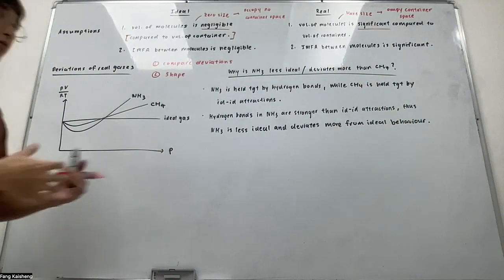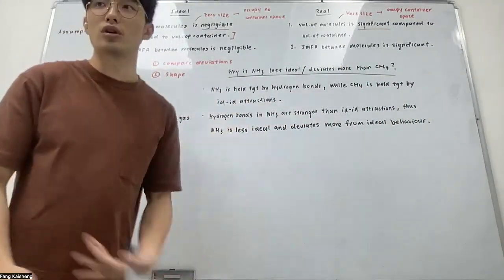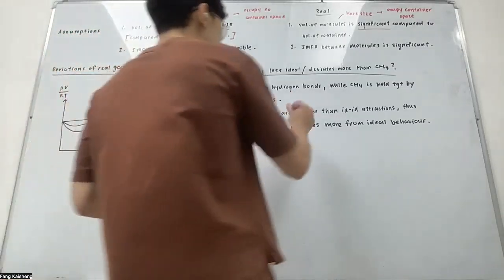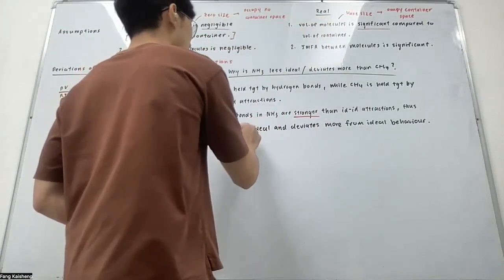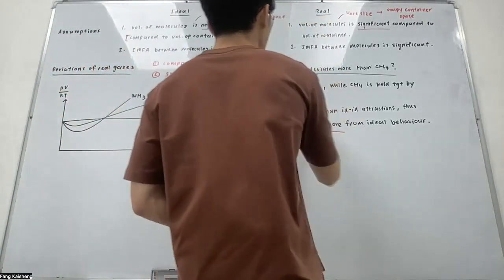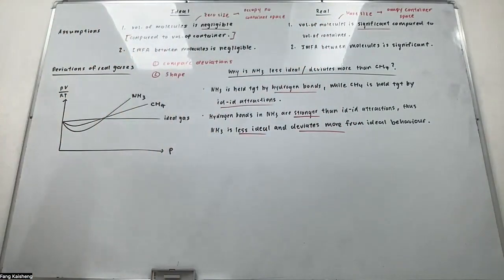So that's the idea. You don't need to write the word significant in this case. If you want to, you can, but the idea of stronger just means significant. If you're more significant, that means you're approaching a real gas, so you're less ideal, so you must deviate more. So the answer to this question is just to compare the intermolecular forces. That's what is reflected on this graph here.